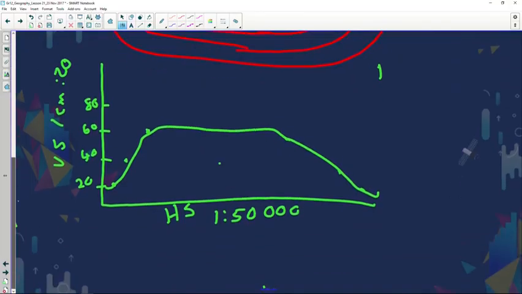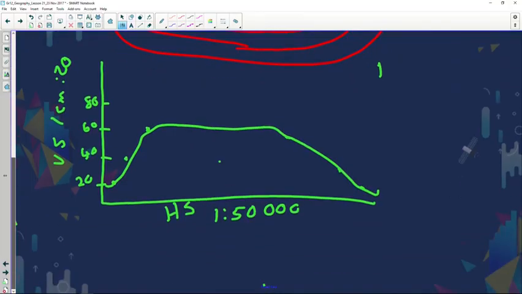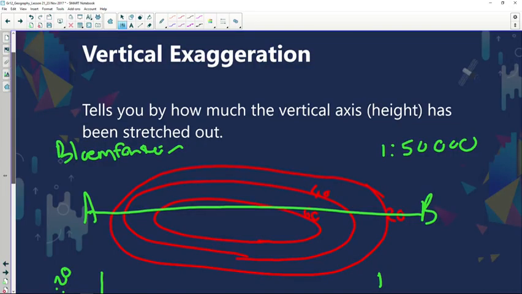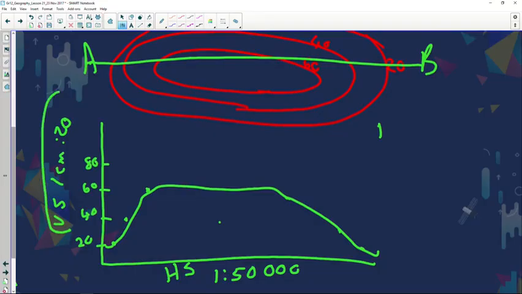Now, from the cross-section, this is where the question of vertical exaggeration comes in. If we define vertical exaggeration, it tells you by how much the vertical axis, the height, has been stretched out, because obviously we're using a much smaller scale. So we want to know by how much it has been stretched out, and what do we use for the vertical scale? Meters. There's the vertical scale.